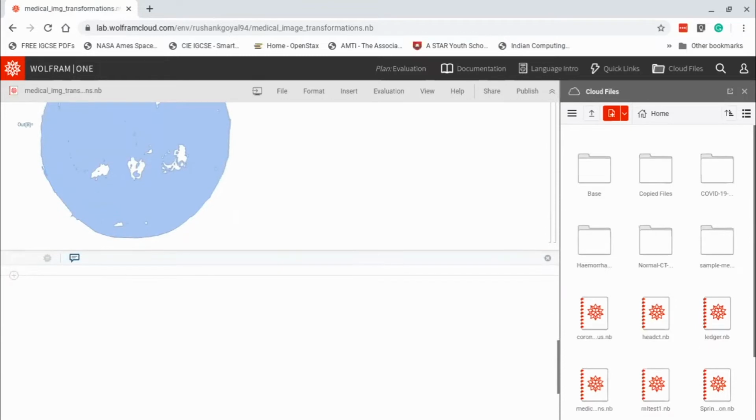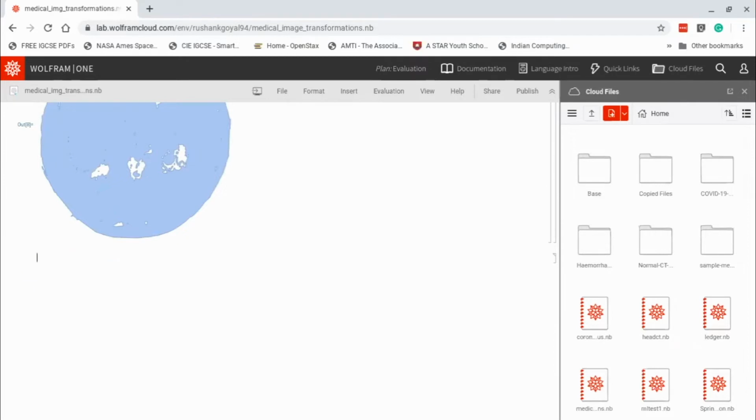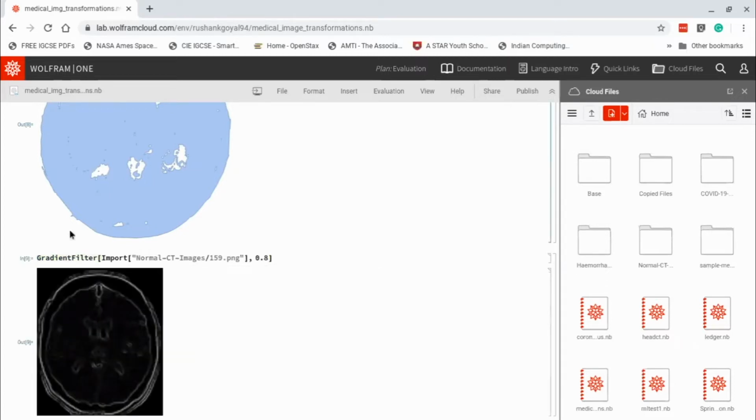Nice. I do have a last one, and this is really cool because we'll be applying two functions here. First I'll show you just one function. So this is gradient filter. I put that in with a radius of 0.8, and what you get is this.